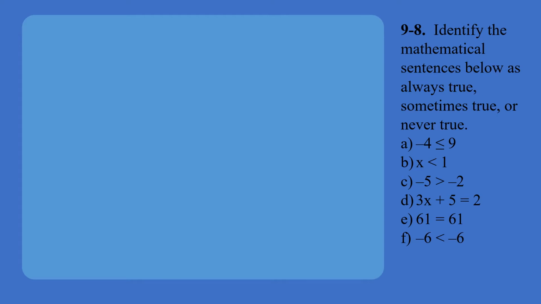B says x is less than 1. Well, that depends on what x is, right? That's a statement that's sometimes true. I can select values of x where that's false. For example, I could say 9 is less than 1. That's a value of x where it's false. This is never true. I could say, for example, -3 is less than 1. That's true. So it really depends on the value of x that I pick.